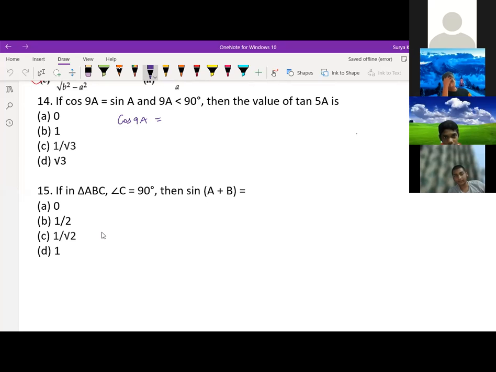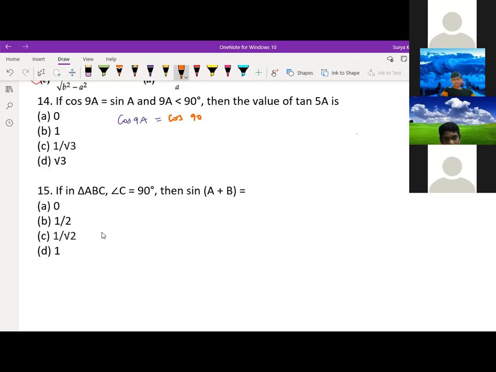Is anyone getting the answer, or shall I solve question number 14, children? Sir, trying, sir. How are you trying, Javian? Tell me. Cos 9A is equal to what are you writing? Sir, I did not start writing. I'm just starting to try this.